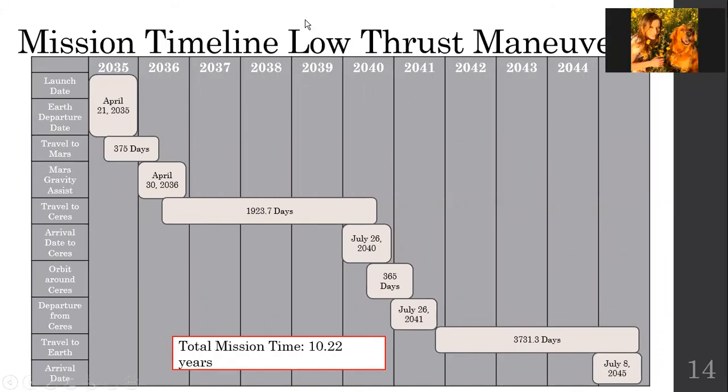As you can see on this slide, we are showcasing the breakdown of a timeline for the low thrust trajectory. Our departure date from Earth to Mars will be on April 21st, 2035. We will use Mars as a gravity assist to travel to Ceres and park for 365 days. Our arrival date to Earth will be on July 8th, 2045, and the total duration of our mission will be about 10 years and a quarter. Next slide.